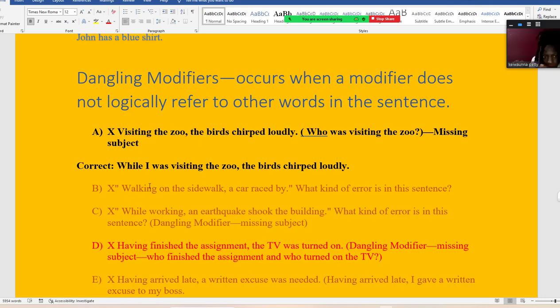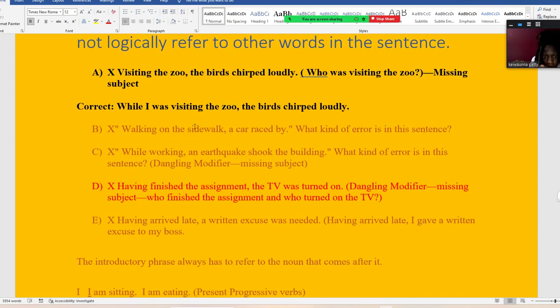Here's another, and the reason these are all in a different color is that these are actual sentences from your quiz. Walking on the sidewalk, a car raced by. So did your car grow legs and walk on the sidewalk? No, you walked on the sidewalk. So: walking on the sidewalk, I saw a car racing by. Therefore we're missing "I." We're once again missing the subject.